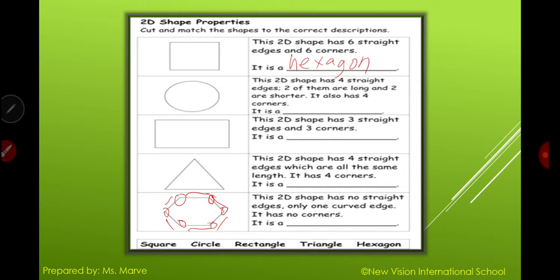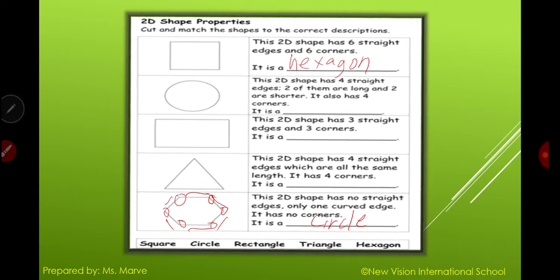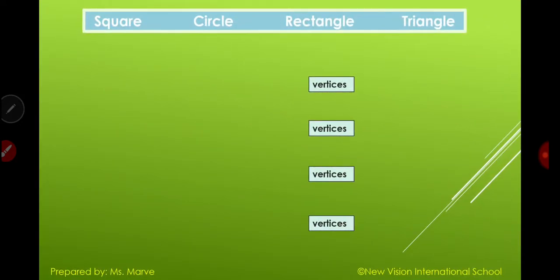Now the next example. This 2D shape has no straight edges, only one curved edge, and it has no corners or vertices. What do you think is the name of the shape? Very good. It's a circle. Now you can answer the rest of the examples alone with your mom. Very good.